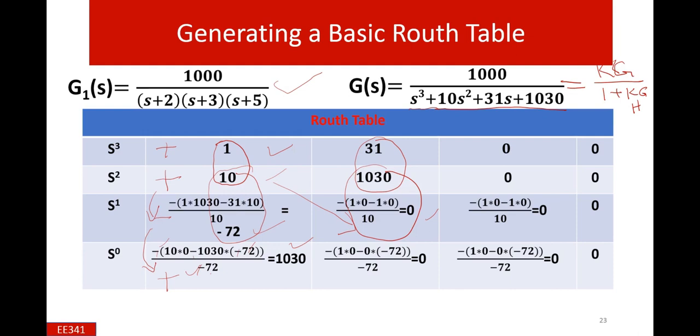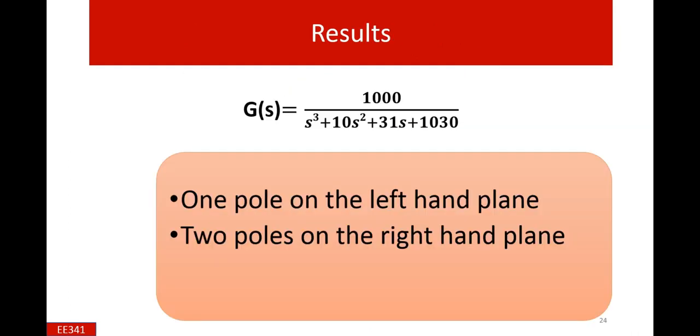The number of sign changes is equal to 2. It means that out of 3 poles, 2 poles lie on the right half plane. So these are the results for the example. This is the closed loop transfer function, and 2 poles lie on the right half plane, which tends the system toward instability, and only one pole is on the left half plane.